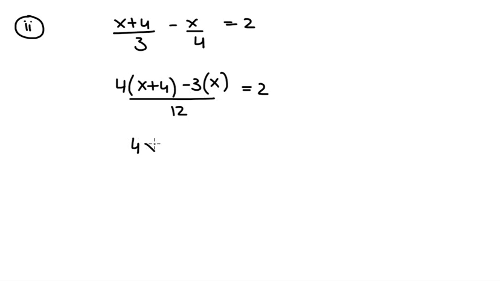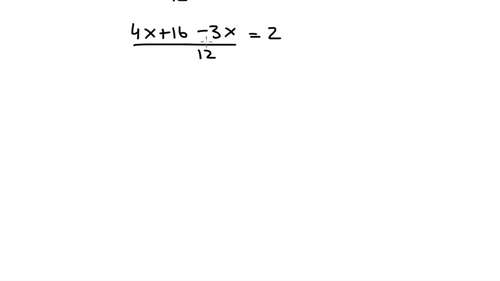Multiply out my brackets, 4x plus 16 minus 3x, all over 12, so I can't forget about the 12. That's equal to 2. I simplify. 4x minus 3x gives me 1x. So I have x plus 16 over 12 is equal to 2. Now, because I'm dividing by 12, I bring it across and I multiply.